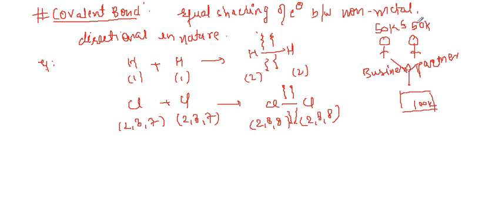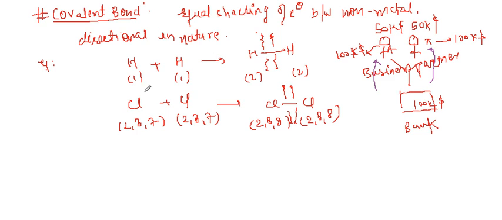One has 50k dollars, the other also has 50k dollars, and now they are opening a venture. The bank has $100k. Now each partner can be said to have access to $100k. So when they are sharing, it can be used by A and it can also be used by B. That is what we call the sharing of electrons.